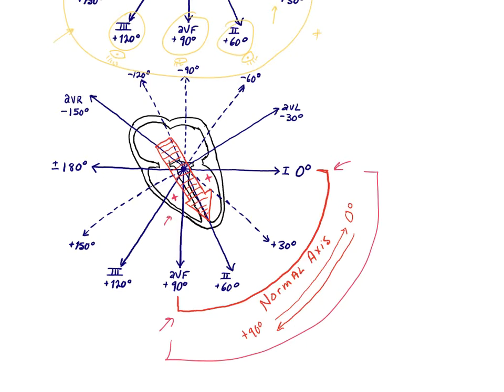Does that make sense? So that's where we get what's called axis deviation. And that is where the mean electrical axis deviates from this 0 to plus 90. That arrow that represents the average direction the electrical activity takes through the heart is going to shift up or down. It's going to shift away from that normal range. Are you guys okay with that? Okay, so let's talk about some ways it can shift abnormally.